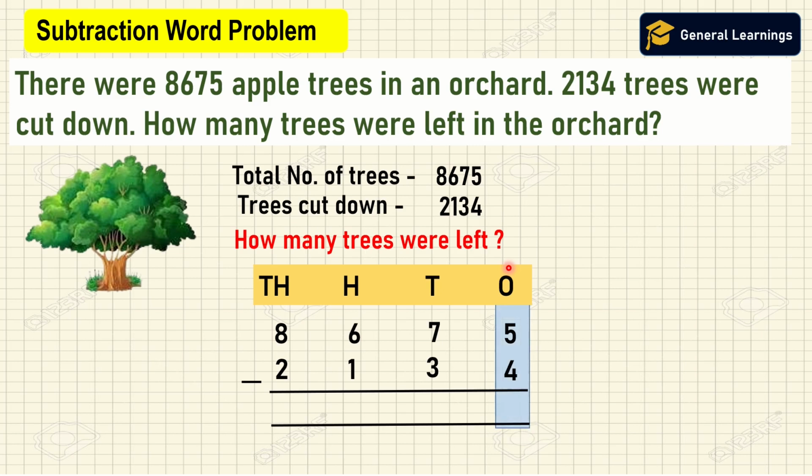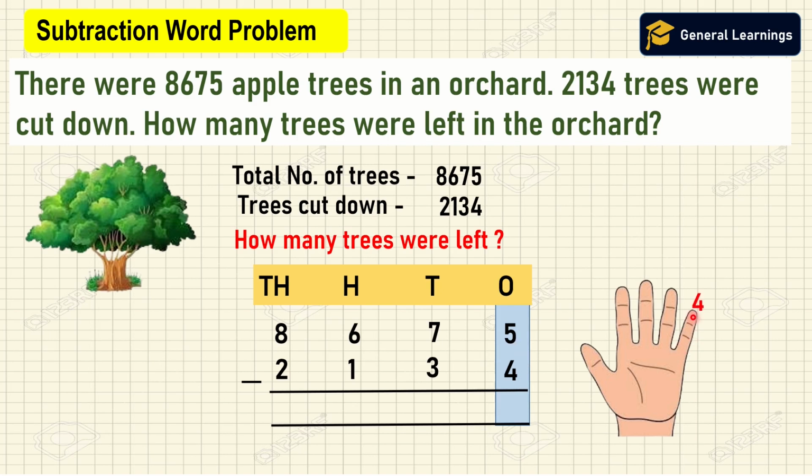Then we need to subtract the digits in the ones column. So we need to keep 5 in our mind. Next we need to subtract 4 from 5. For that we need to count in reverse order. Before 5 is 4, 3, 2, 1. So 5 minus 4 is 1.